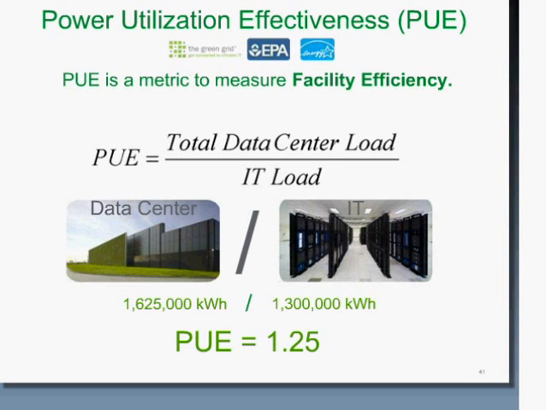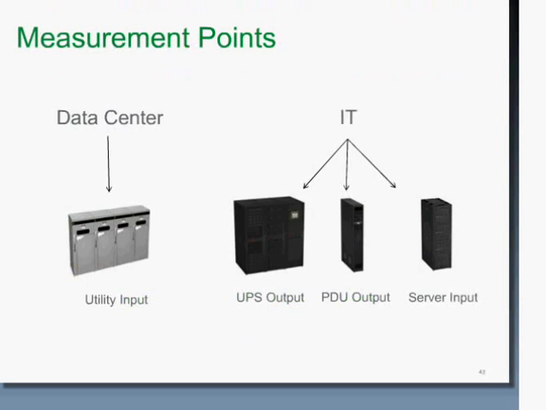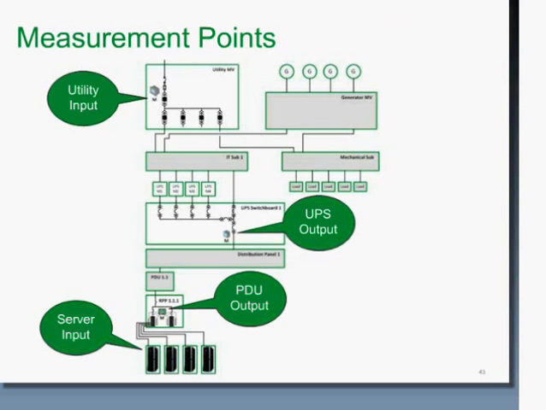What is key, and dovetails back to what we were talking about before with branch circuit monitoring, is if you're going to accurately measure PUE, where would you put your metering? We suggest that for a data center, you put your metering on the utility input, the UPS output, the PDU output, and also your input to your server racks. This is a physical documentation of what we just showed, with the metering shown on the various output points and inputs.